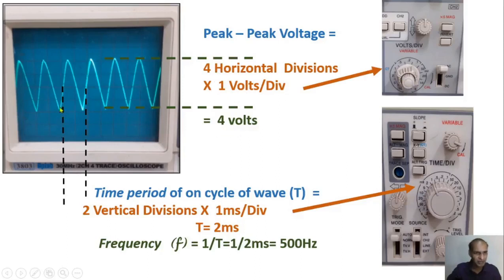At the same time, if we calculate the horizontal divisions for the signal, we have 2 divisions, and the time per division is at 1 millisecond. So after calculating it, the time period for this signal comes to 2 milliseconds. After taking the reciprocal of this 2 milliseconds, we will get a value of 500 Hz. So our signal has a peak-to-peak voltage of 4 volts and 500 Hz is its frequency.